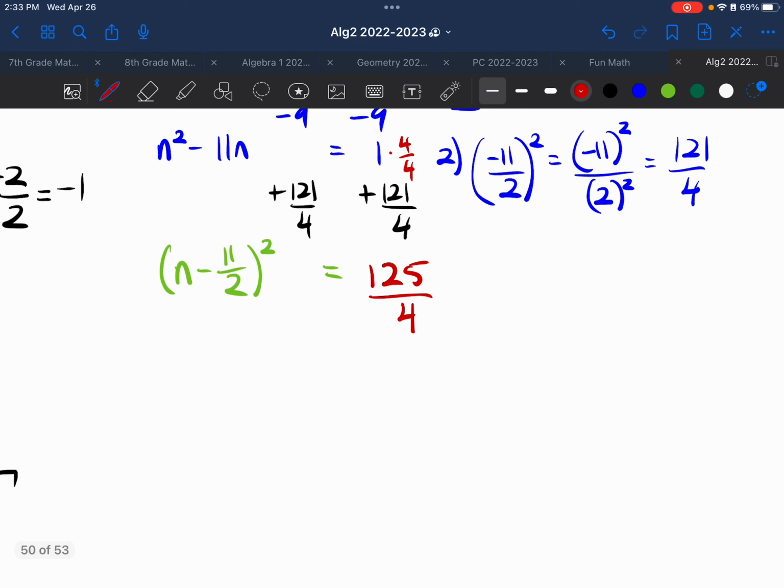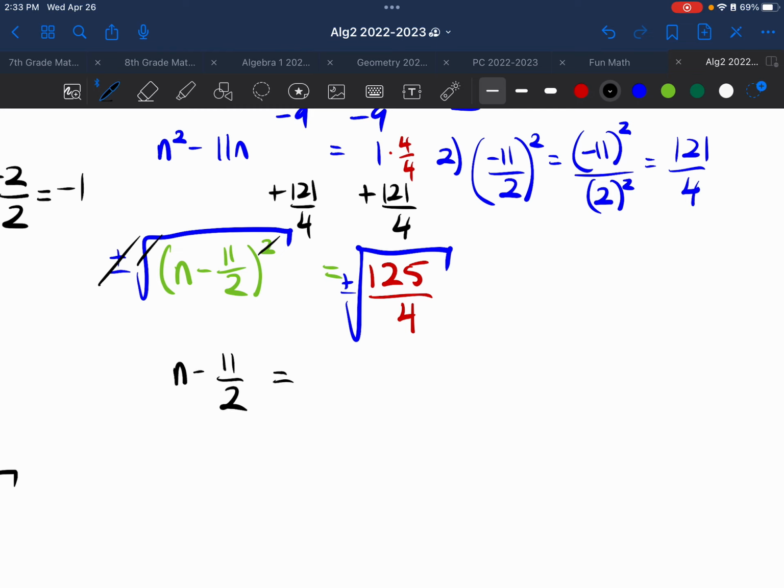And it's now time to take the square root of both sides. So I'm going to square root the left side. I'm going to square root the right side. Don't forget your plus or minus. All those things cancel out. Gone, gone, gone. And you're left with n minus 11 over 2 is equal to plus or minus the square root of 125 over 4.